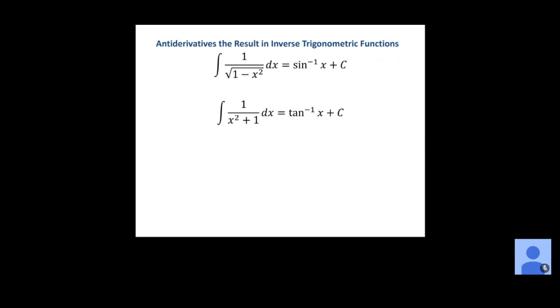And same thing with the second one here. Okay, the integral of 1 over x squared plus 1 dx is just going to give us the arctangent. Again, because it's indefinite, don't forget the plus c.